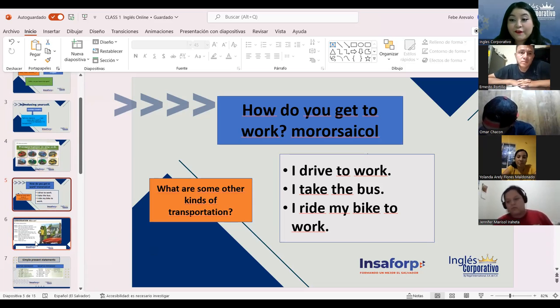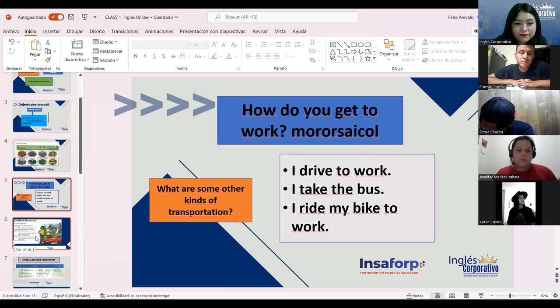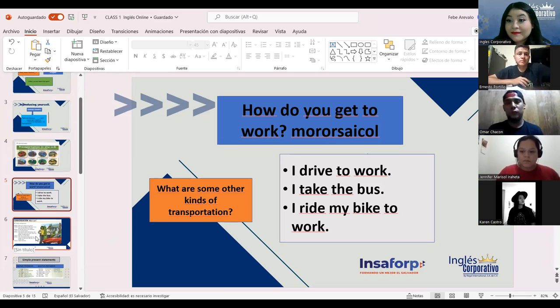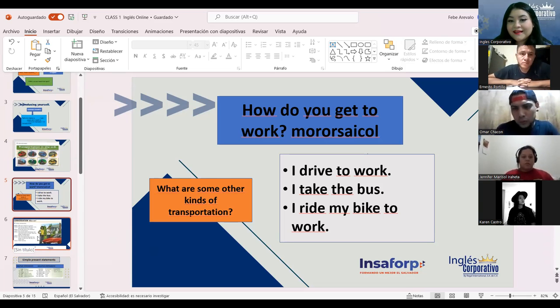Ahora nos movemos a una conversation. ¿Qué es? Miss, I have a question. Porque I drive to work y ride my bike to work. Se especifica el to work, no como en take the bus. ¿Por qué utilizamos ahí una preposition of place? ¿Y por qué en la otra utilizamos un indefinite article? Un definite article.